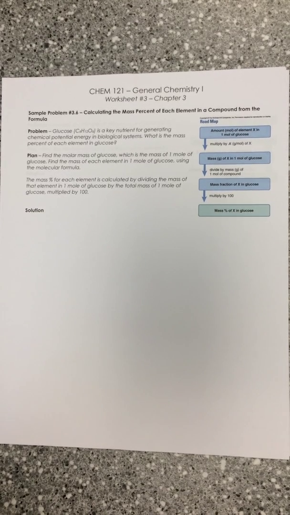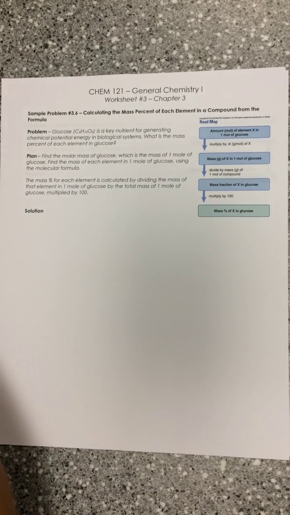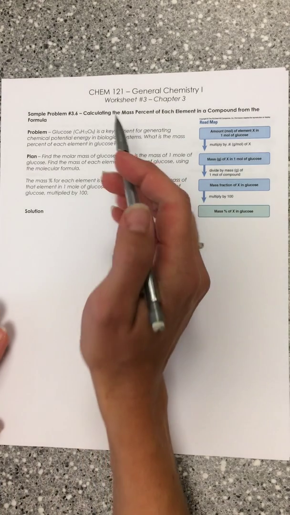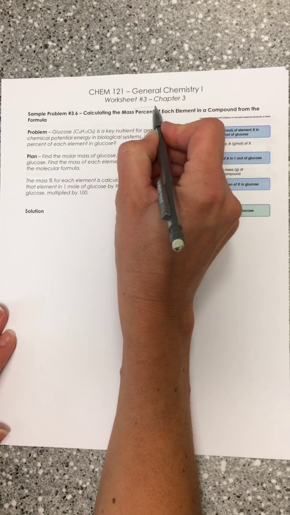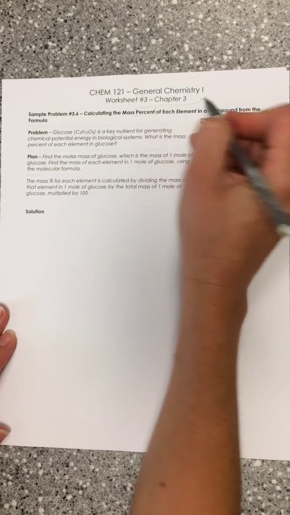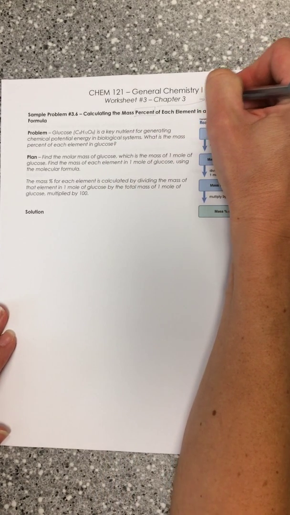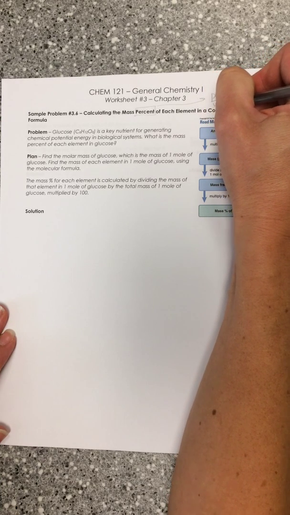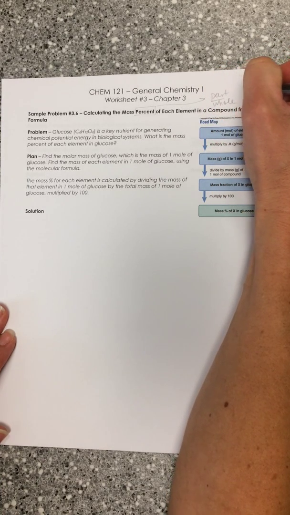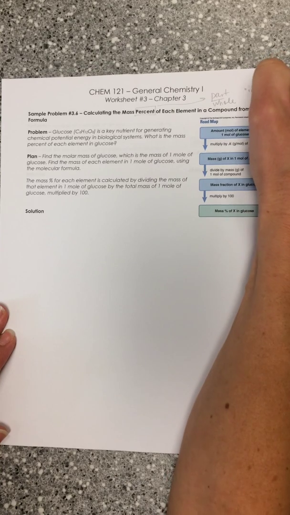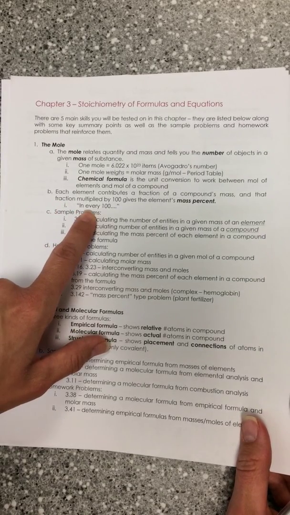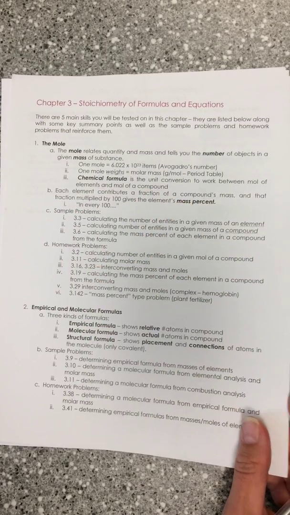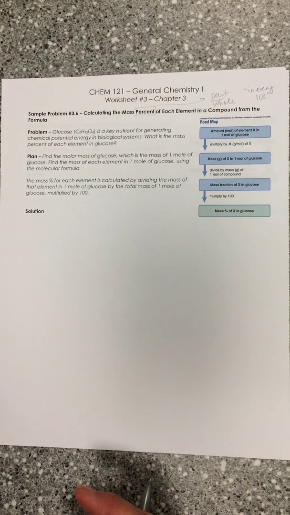Our last sample problem in our first key skill in Chapter 3, which is on the mole, has to do with calculating mass percent. Just a little side note here: anytime you see the word percent, I want you to think of part over whole, or the concept of in every 100. That was reviewed on our sheet here. In every 100 is what we want to think about when we have mass percent. But percent, again, is part over whole.